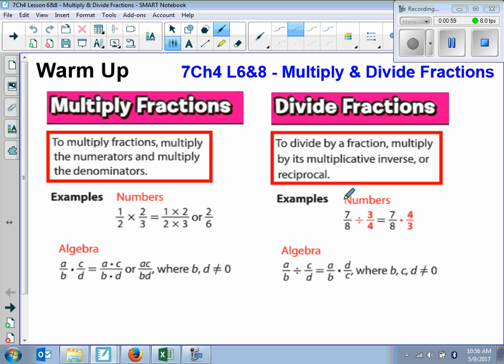So we will leave it, change it, flip it. So the first fraction stays the same, the division becomes multiplication, and the second fraction gets flipped to the reciprocal. So 3/4 becomes 4/3. And then you just follow the rules for multiplication.